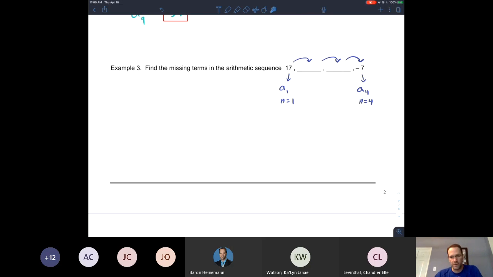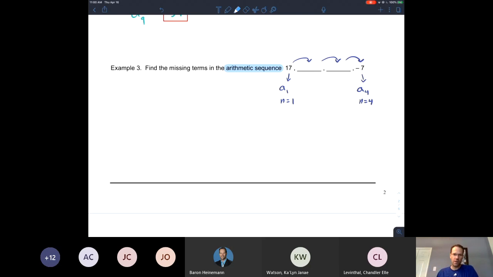Now, most of you are probably going to look at this and go, okay, well, I'm starting with 17 and I'm going to -7. And they told me at the start, it says right here, that it was an arithmetic sequence. So as long as your brain recognizes that in order to have an arithmetic sequence, you got to add the same number every time, you just go, okay, well, what's the difference between the two? And the difference between them is -7 minus 17 is -24.